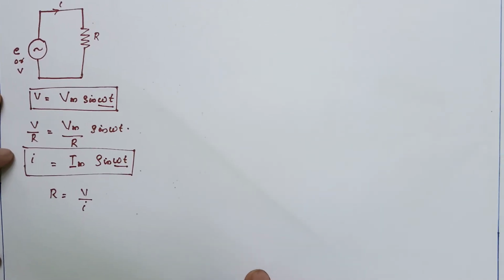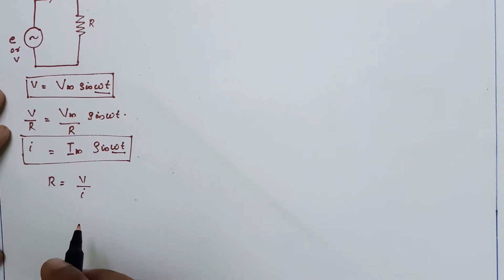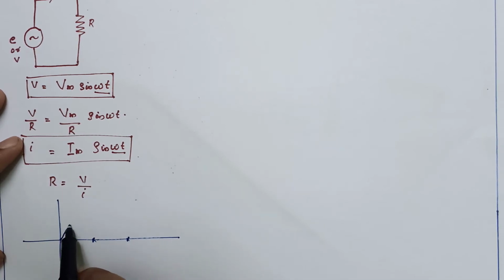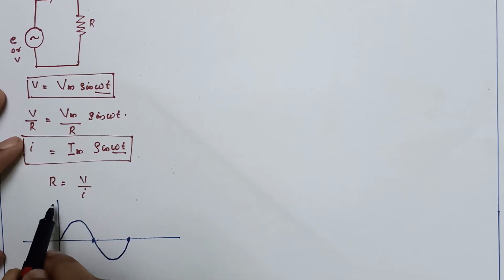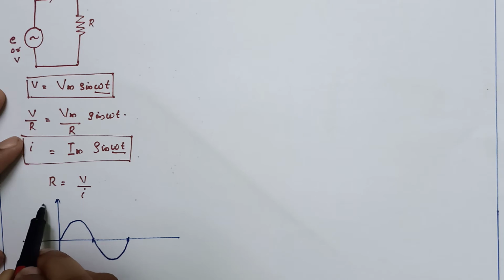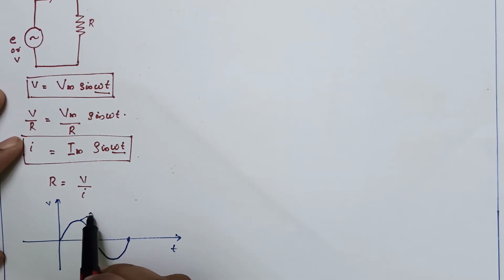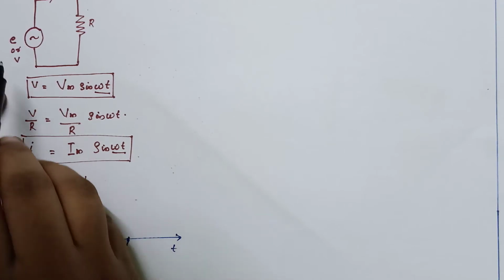So based on this, we can draw a waveform. This y axis will represent the voltage, and the x axis will represent time, and this will be an alternating cycle, and this cycle represents the supplied voltage.